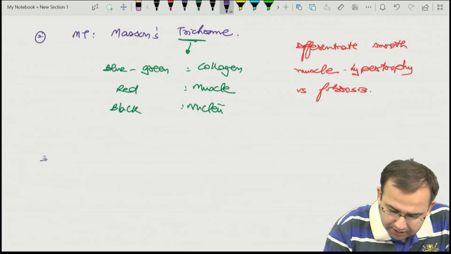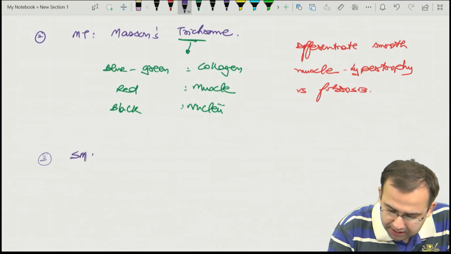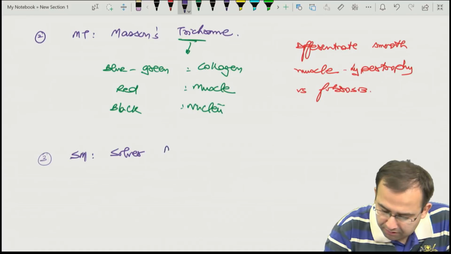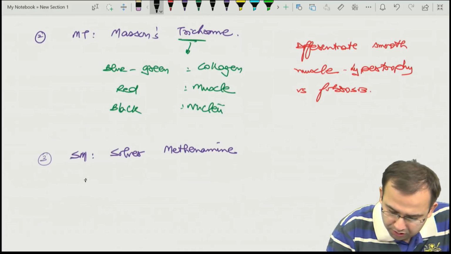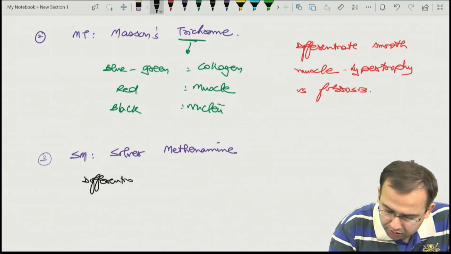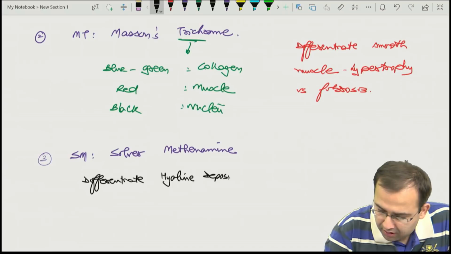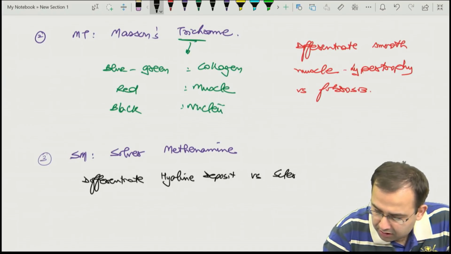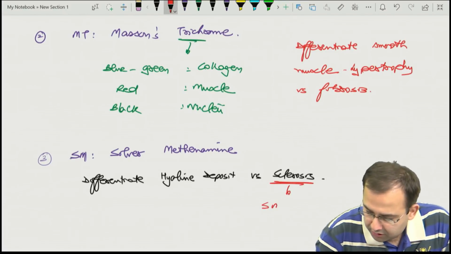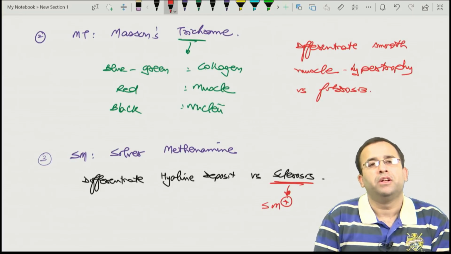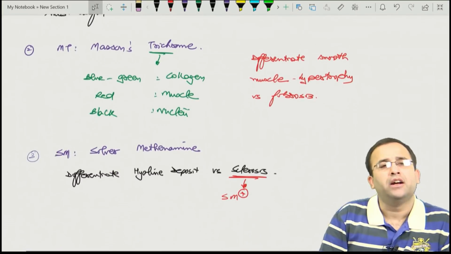Next is SM, that is silver methenamine. It is used to differentiate hyaline deposit from sclerosis. Sclerosis is silver methenamine positive. These are the 3 renal stains: PAS, Masson's trichrome, and silver methenamine.